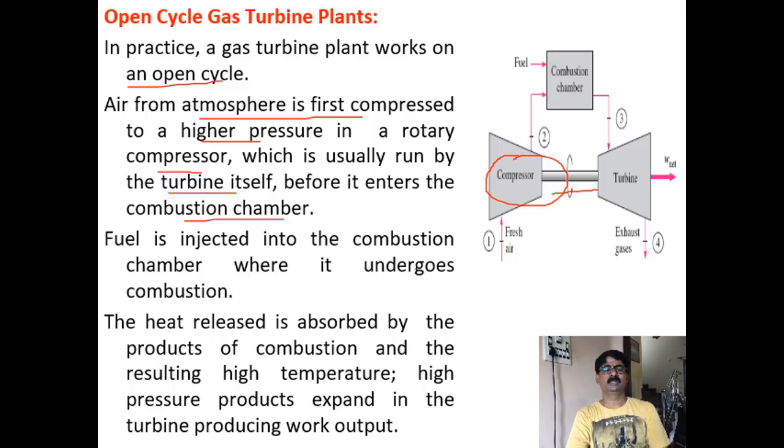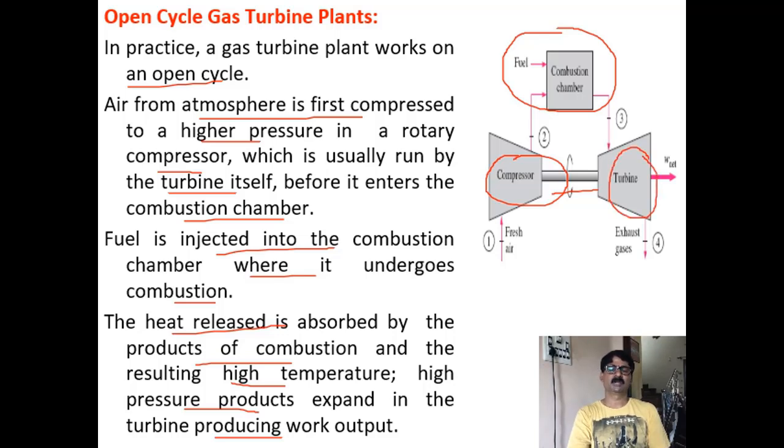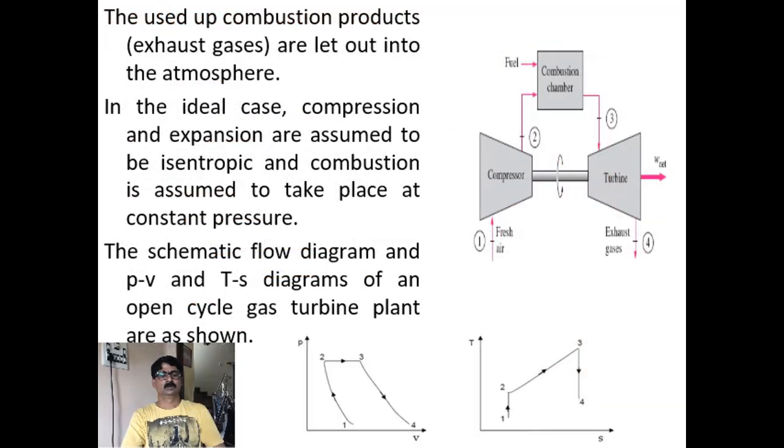Fuel is injected into the combustion chamber where it undergoes combustion. So you can see this is the combustion chamber. Here fuel and air directly mix and the combustion takes place in the combustion chamber itself. The heat released is absorbed by the products of combustion, and the resulting high temperature, high pressure products expand in the turbine, producing work output. The products of combustion at high pressure and temperature pass through the turbine, undergo expansion and give a net work output. The used up combustion products are let out into the atmosphere.